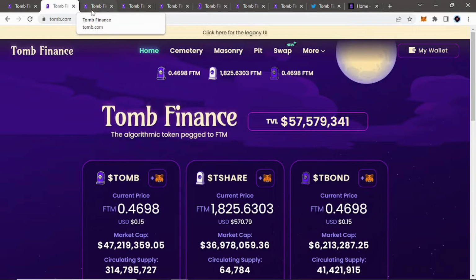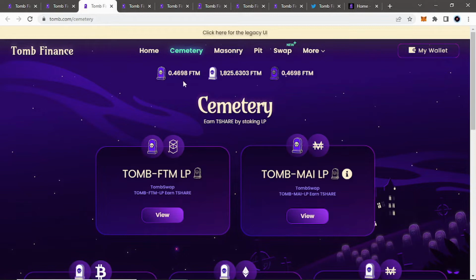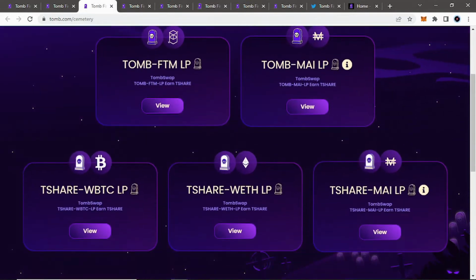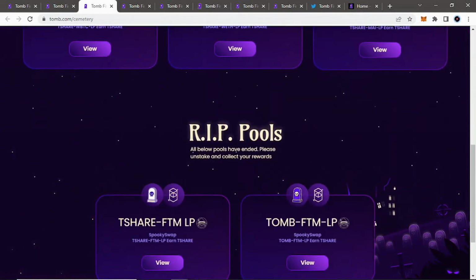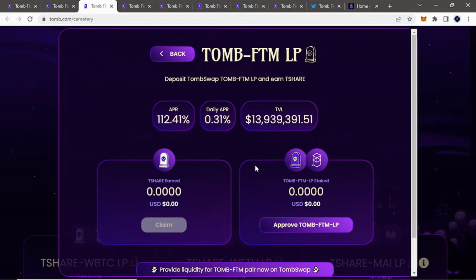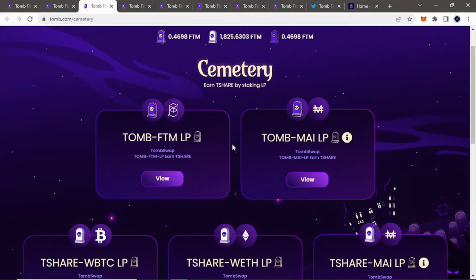And if we go kind of down the line here, Tomb does offer quite a bit. They really do. So first we look at their cemetery. In the cemetery, you can earn Tomb shares by staking LP liquidity pairs. So you pair Tomb and FTM and make that pair, or Tomb and MAI, and wrapped Bitcoin, wrapped Ethereum, MAI, and these pools are no longer here. But if we see the Tomb and FTM pool, if you want to use this pool, it has an APR of 112% currently, and that's higher if you compound for an APY, with a daily APR of about 0.31, with a lot of total value locked, in my opinion.